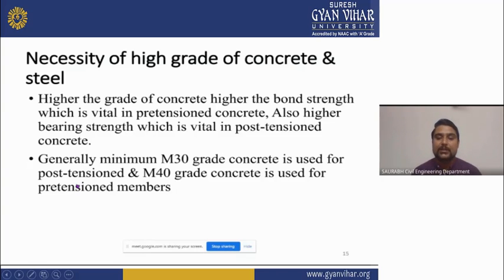Generally, minimum M30 grade of concrete is used for the post-tensioning and M40 grade of concrete is used for the pre-tensioning. These types of questions have come in many government exams. What is the minimum grade of concrete for the pre-tensioning and post-tensioning? If it is post-tensioning, then you can answer M30 grade of concrete is the minimum grade for pre-stressed concrete in the post-tensioning method, and M40 grade of concrete is the minimum grade used in the pre-tensioning method.